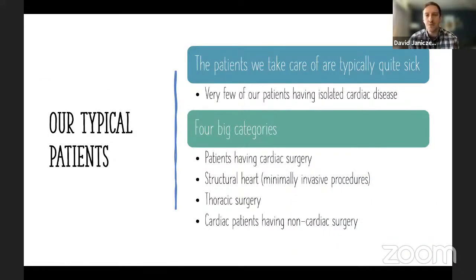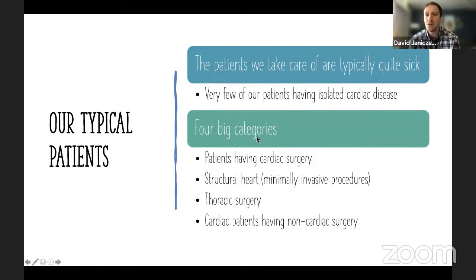So first and foremost, the patients we take care of are typically very sick. Most of the time, the patients we take care of don't have isolated cardiac disease. What I mean by that is they have diabetes, they may have kidney disease, they may have had a stroke in the past. There's just lots of problems going on with these patients. And so you kind of have to look in their chart and dissect everything, which I'll go through in our case study a little bit later.